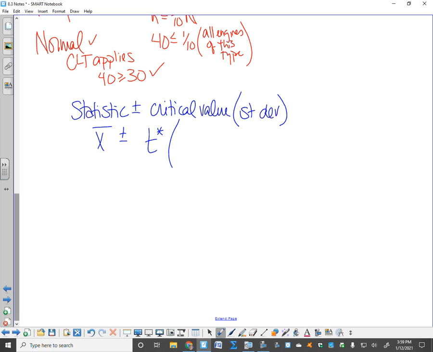Standard deviation. Well, I need to think about the standard deviation of means. Well, that is normally sigma over the square root of n. However, I don't have sigma. I don't know population information. So I have to use sample information. So that's why it switches to S sub x. So I'm trying to help you think through it so that it makes sense, so you're not having to memorize.